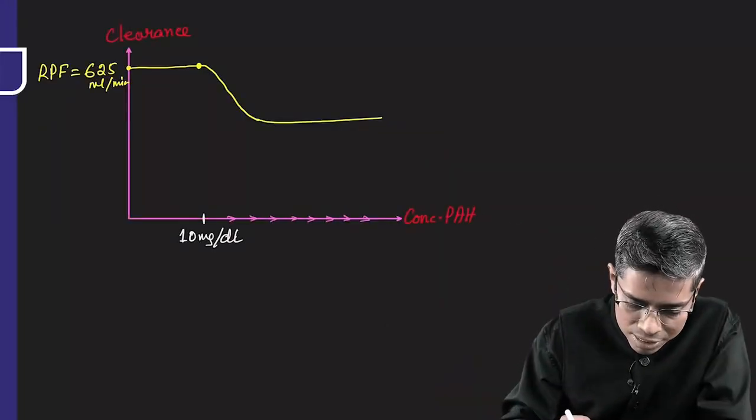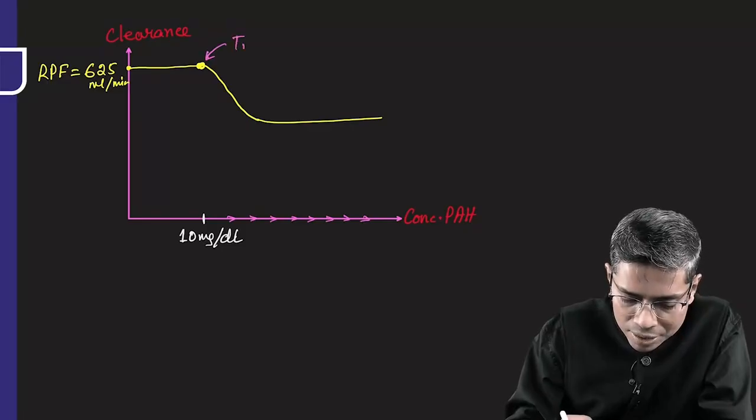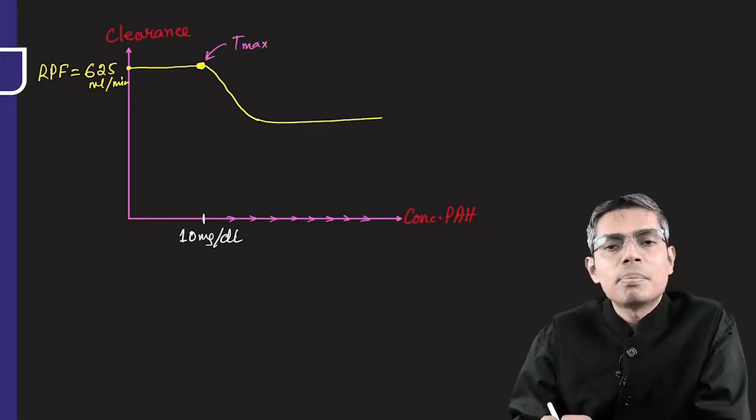But this flat portion indicates the condition where secretion is almost stopped. The urinary amount is only coming from filtration, which is similar to that of inulin. Inulin is only filtration. So whenever it becomes like that of inulin, the curve will become flat. But look, this point is the Tmax point, the transport maximum point of PAH.